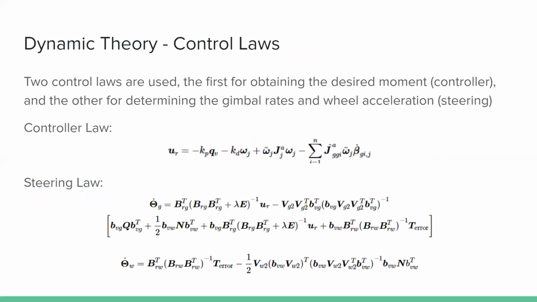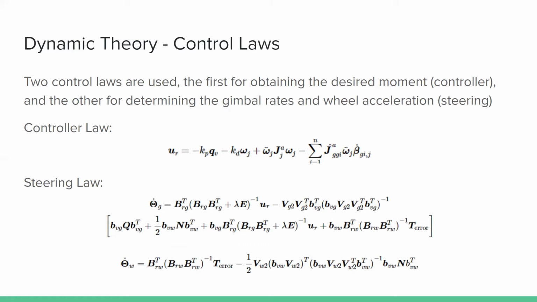Control laws are the other section of the simulation where we take inputs from the propagated dynamics and solve for new updates in the control moment in the controller law and how each CMG is going to achieve that maneuver in the steering law. In the controller law, Kp and Kd are gains based on the state and angular velocity of the body. J sub j is the inertia matrix of the body to account for how a moment will be affecting the body. And the last term accounts for the motion at each CMG due to the vibration.